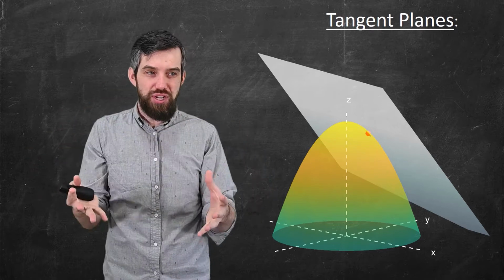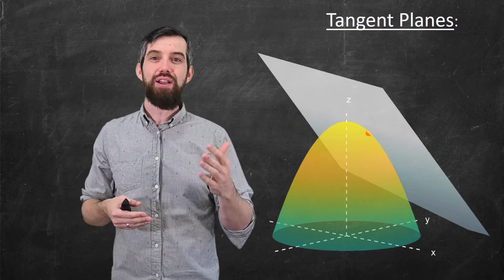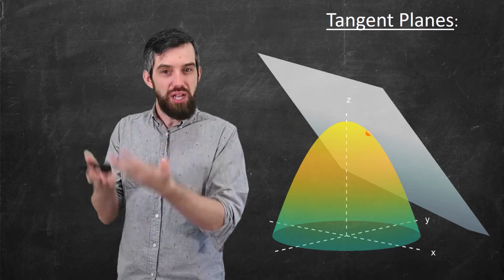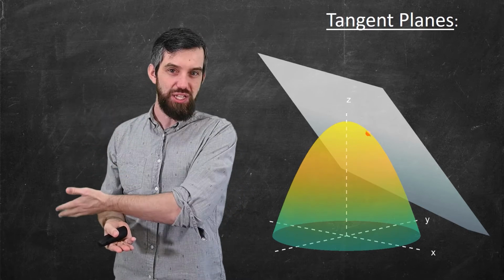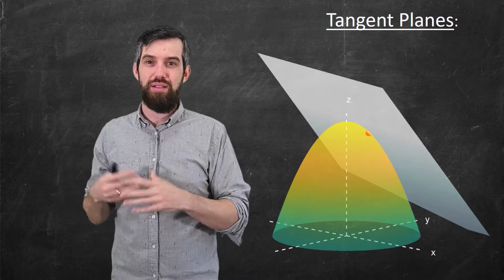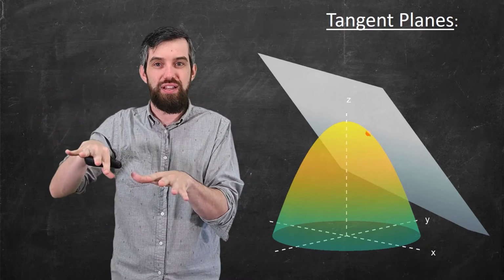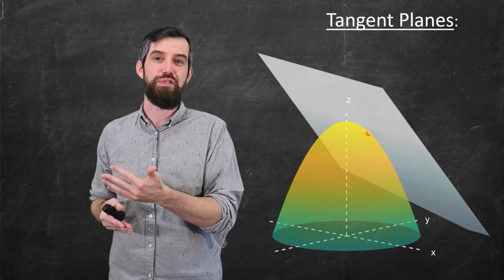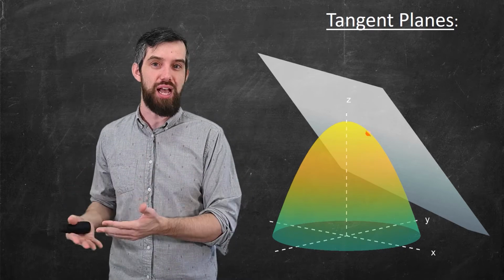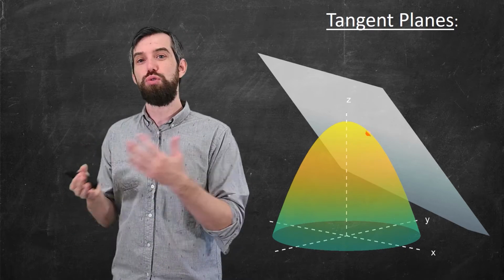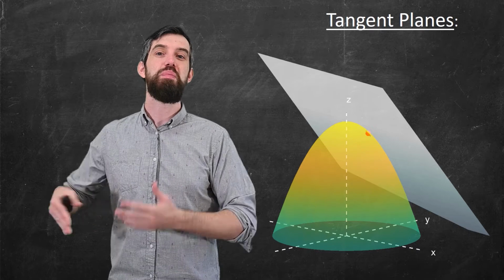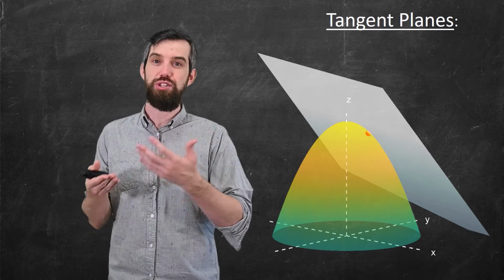If I have my mountain here and I'm at some point on it, I could ask not for a tangent line like we would have back in single variable calculus, but a tangent plane. That is some plane that comes down and just sort of kisses this particular surface, that is tangent to this surface in some appropriate sense that we'll have to discuss. And indeed, these partial derivatives that we saw earlier are going to be built into the definition of this tangent plane.